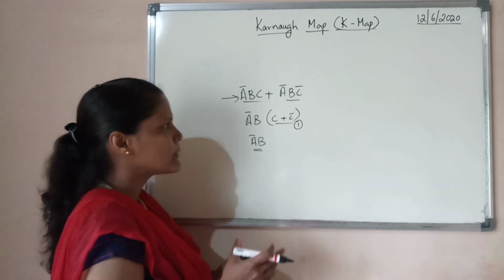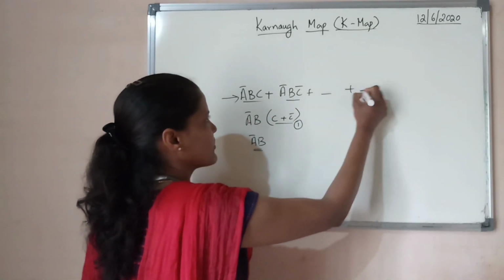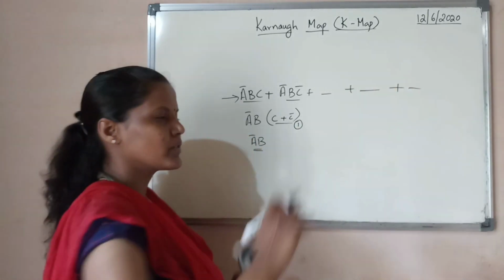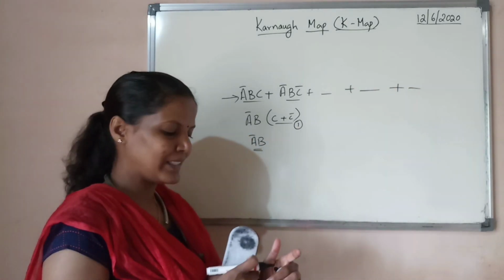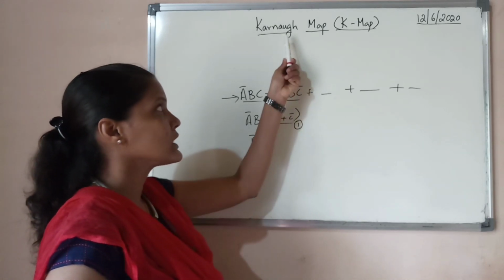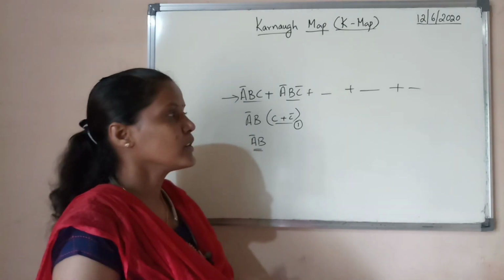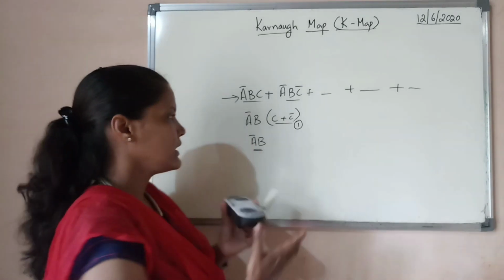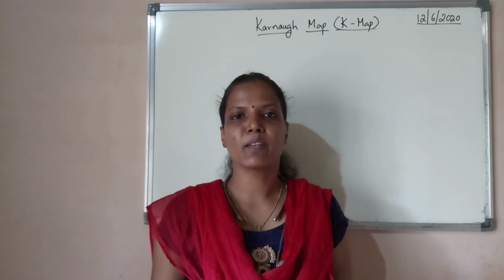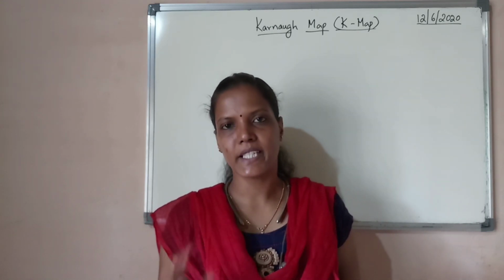This will become a tedious method when I have many terms. With so many terms, this method will become lengthy and tedious. So what we are going to do is use the Karnaugh map, or the K-map, which is a very simple and effective method to solve these Boolean expressions. This K-map uses a systematic approach to solve the Boolean expression.